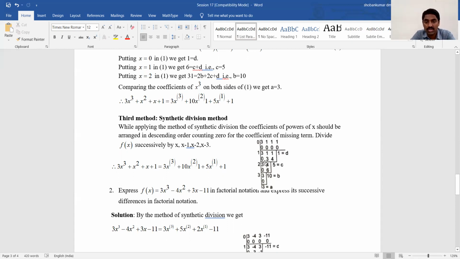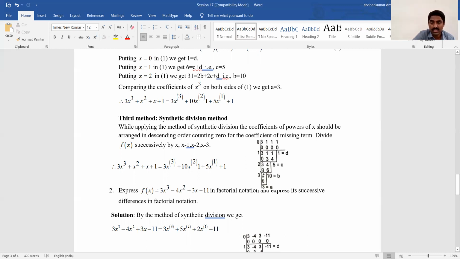Here it is x minus 1, so x equal to 1. Therefore, you put 1, which is a root of the given polynomial. 3 plus 0, 3. 3 into 1 is 3. And adding 1 plus 3 is 4. 4 into 1 is 4. Now 1 plus 4, 5. This should be c. Here, this is in decreasing order: a, b, c, d. It should be c.